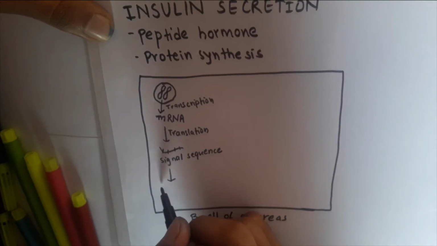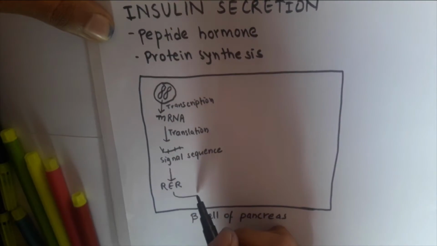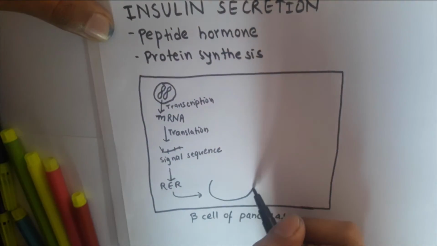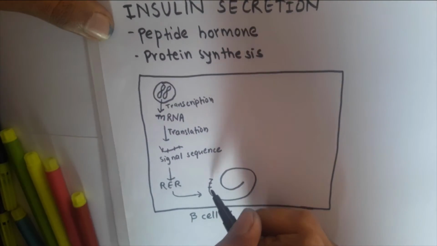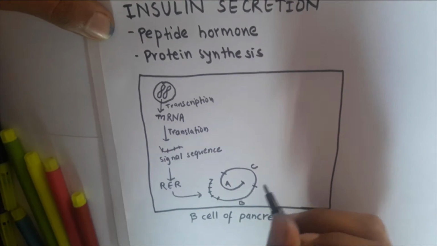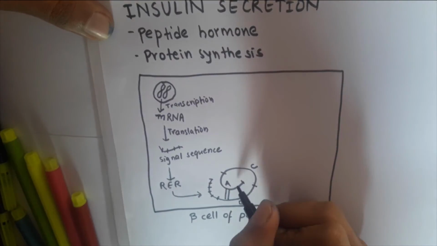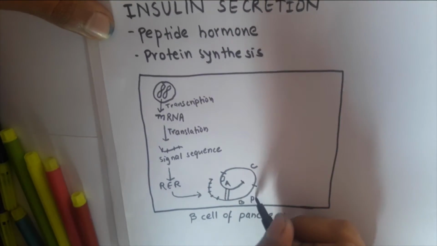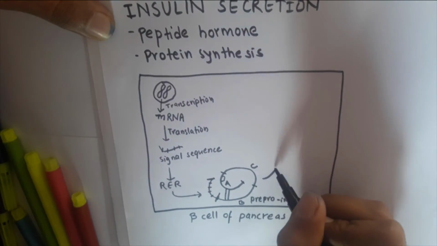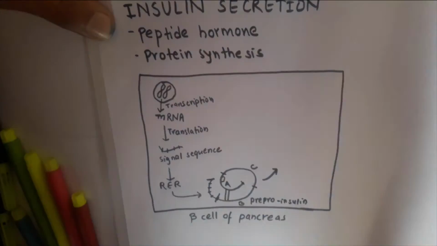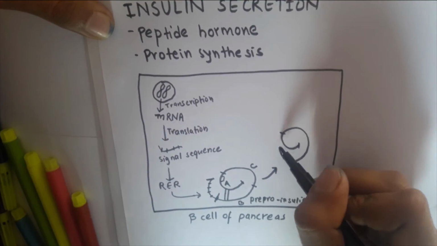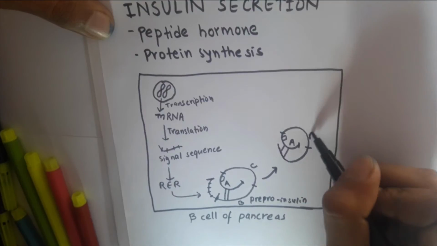addition of new sequences in the rough endoplasmic reticulum, pre-proinsulin is formed. This pre-proinsulin consists of the signal sequence, the A chain, B chain, and the C chain. A and B are held by 3 disulfide linkages. The signal sequence is clipped off to form proinsulin. So the proinsulin has A, B and C chain.